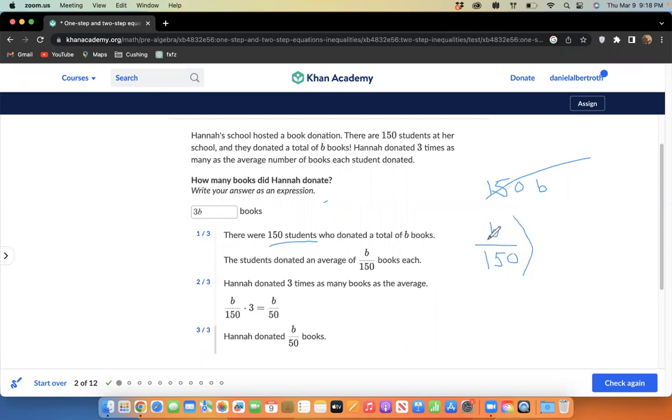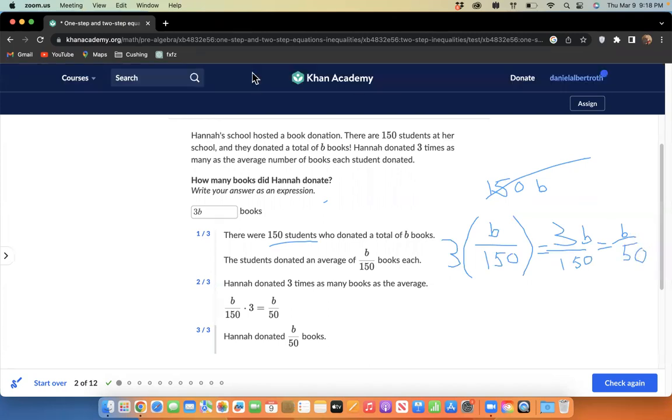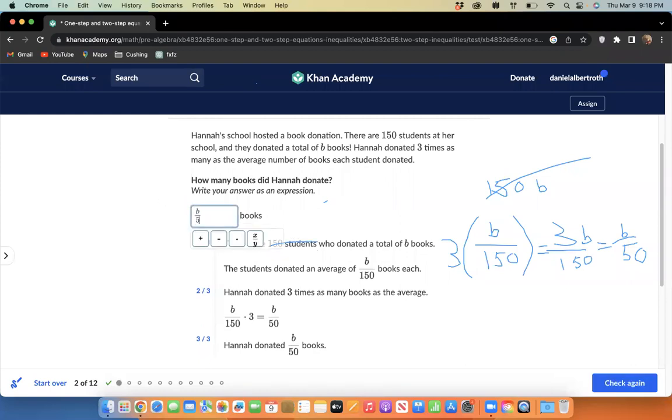Hannah donated 3 times this much, so she donated 3 times the average, which was B over 150. So she donated 3B over 150. Oh my goodness, so ugly. This is what Hannah donated, and you could divide the top and bottom by 3 to get B over 50. So the answer that they wanted here was B over 50. So like I said, you got to think about it. A little trickier, got it wrong, so hopefully helps you get it right.